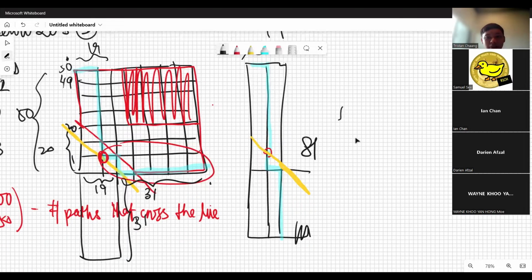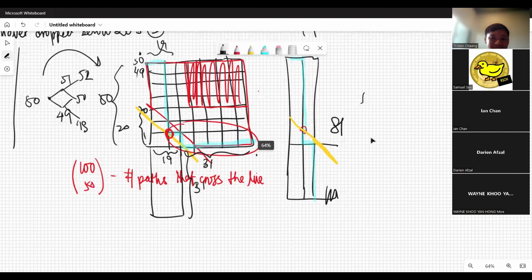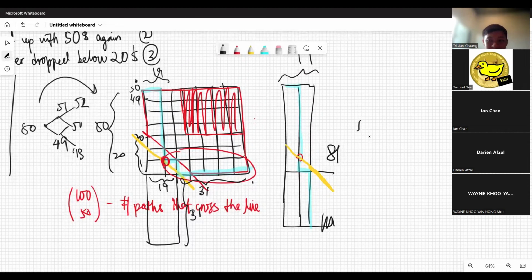And what are the number of paths for this? M plus n, choose m, right? So there'll be 100. What if the blue line crosses the yellow? What do you mean? Like, you mean the second time, the blue line? Because we are counting the number of blue lines that actually crosses the yellow line. So you mean it just touches the yellow line? You can still reflect it.